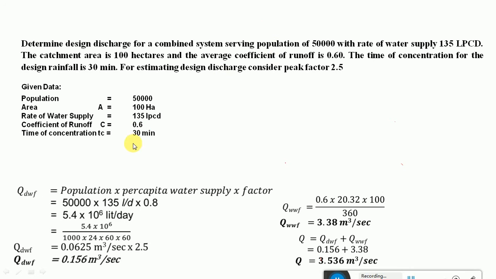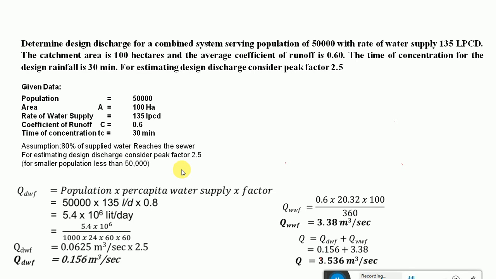Okay, so to find out the dry weather flow, we are multiplying the population by per capita demand. It is not said how much amount of water supply will come out as sewage. So we can assume anywhere between 70 to 85%. So in this problem, let us assume that 80% of water supply will reach the sewer.